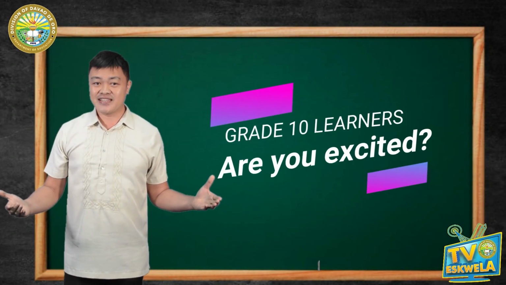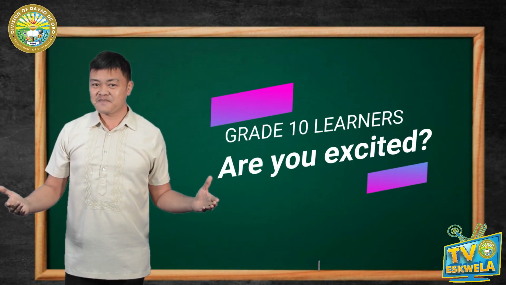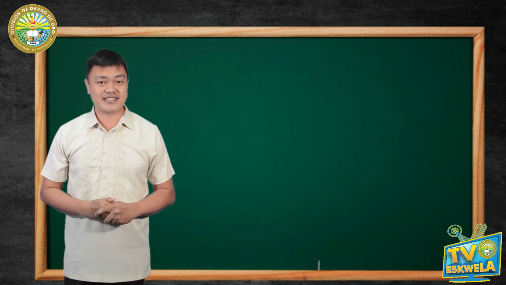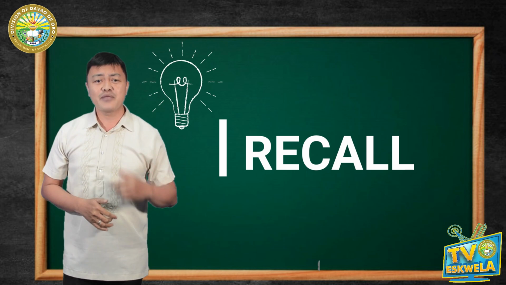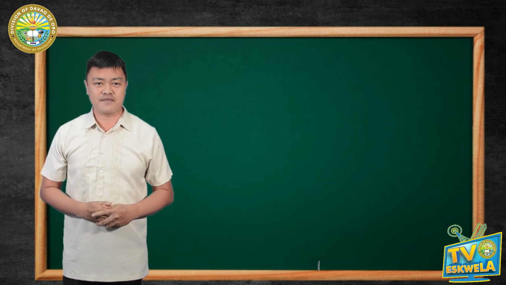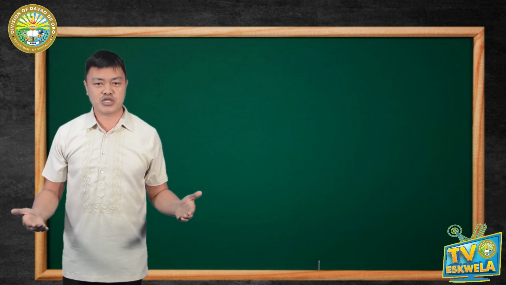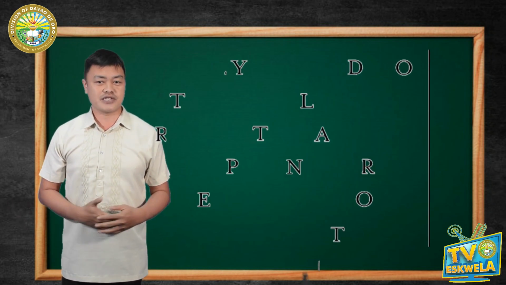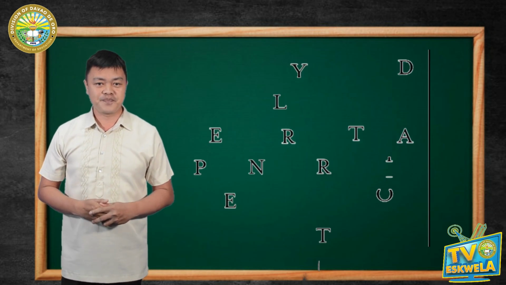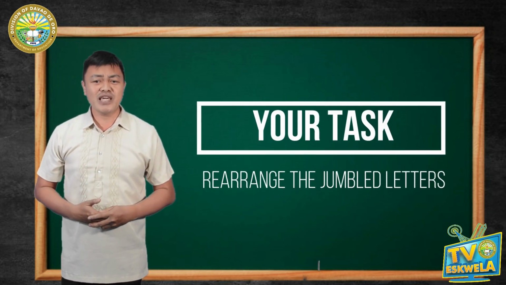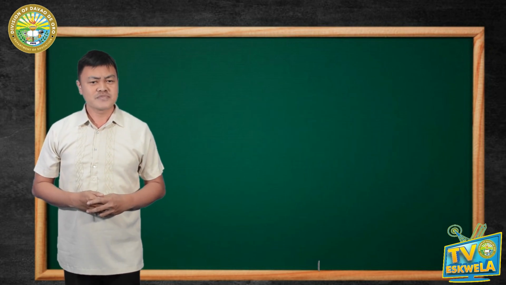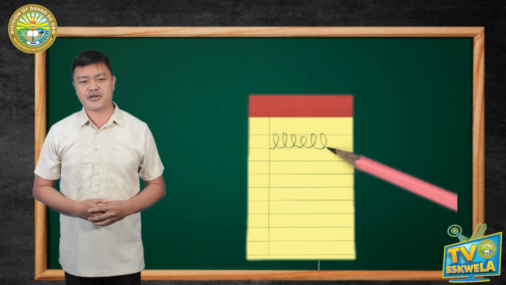Grade 10 learners, are you excited? You have learned about waves during your Science 7 class. Let's recall and review some important terms about waves. Here are descriptions of different terms relating to waves and the jumbled letters which will form the correct term. Your task is to rearrange the jumbled letters to form the term being described. Do this on a separate sheet of paper.